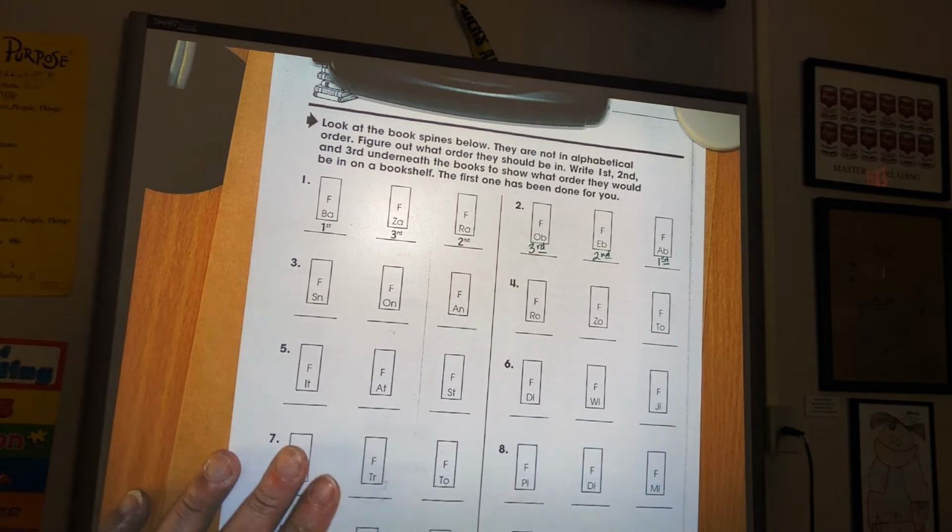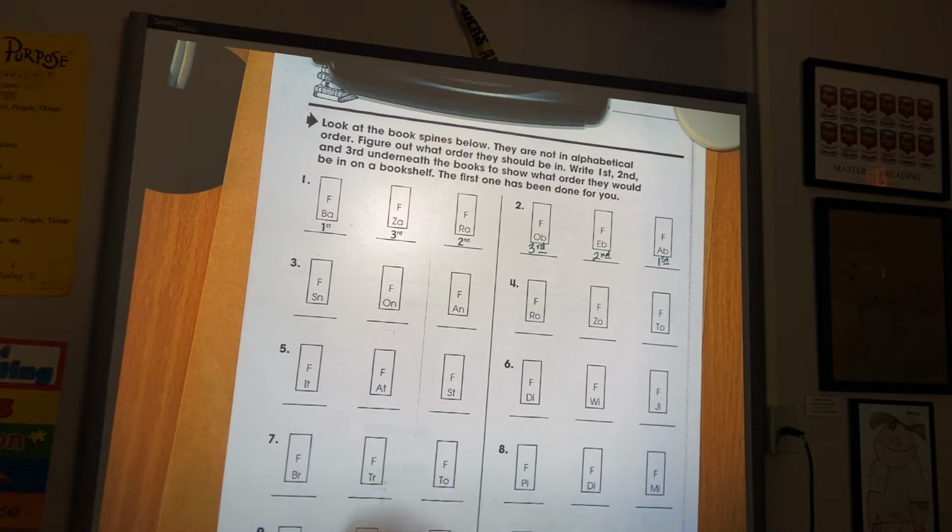So our third set of books here, we have our fiction SN, we have our fiction ON, and our fiction AN. And remember, since they're fiction, we have to put them in alphabetical order. So I'm going to give you guys a second to figure out what would go first, second, and third. And remember, if you don't have enough time, you can always pause the video, and then you can hit play when you are done.